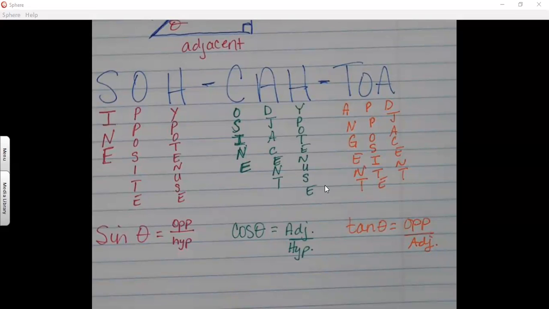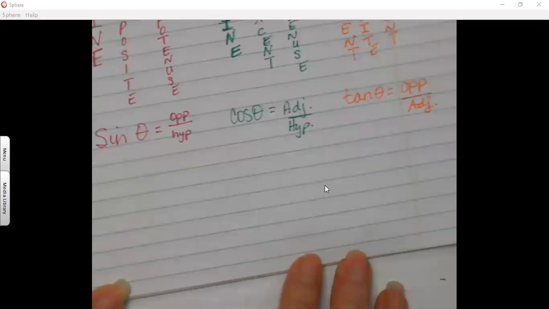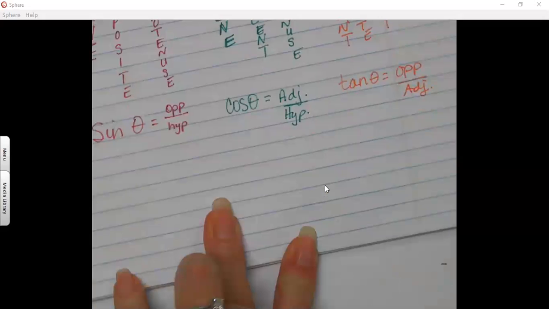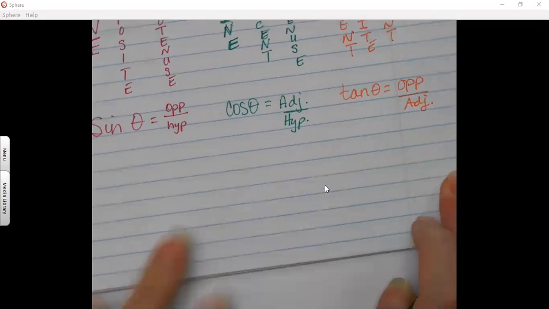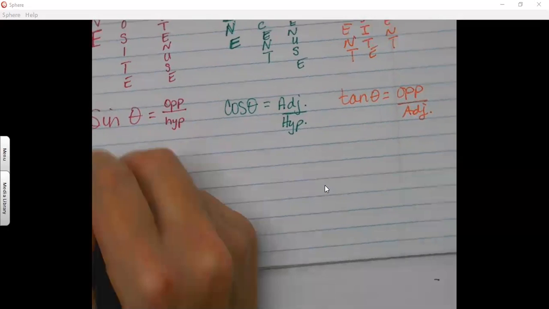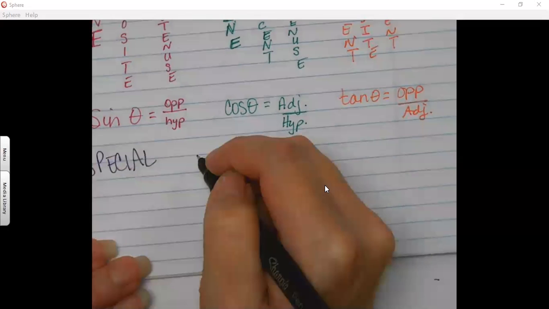You need to have this memorized. This is going to come up a million times during our trigonometry unit, and we have 2 units on trigonometry. Okay, so special right triangle relationships. Y'all learned these in geometry, so it shouldn't be anything new, even though you might not remember it. Special right triangle relationship.